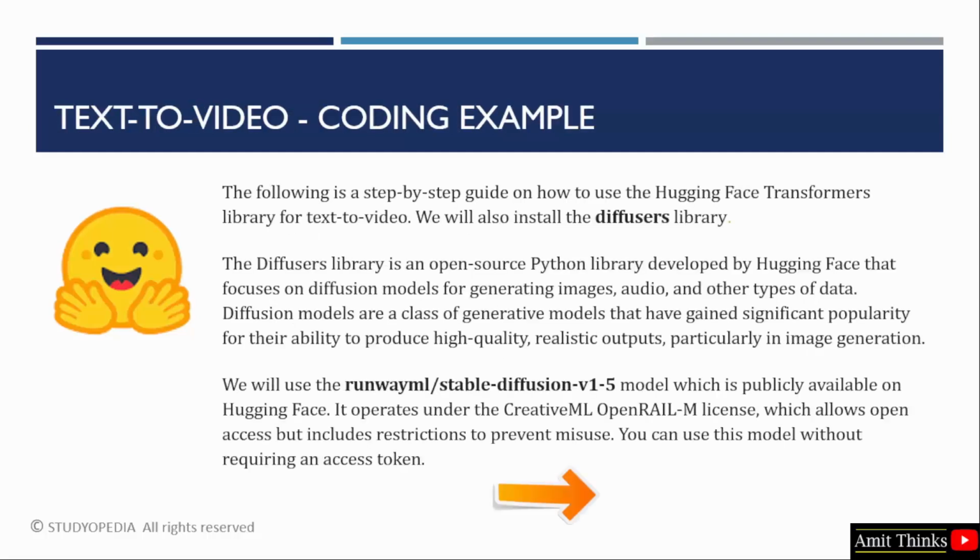Let us see an example. So here we will use the diffusers library also. We already discussed the diffusers library. It is an open source library developed by Hugging Face and used for generating images and even videos. We will use the publicly available stable diffusion model. In our example, we will run the code on Google Colab like we saw before. Let us start.